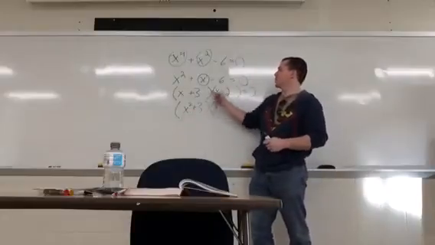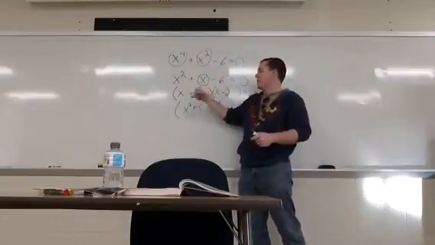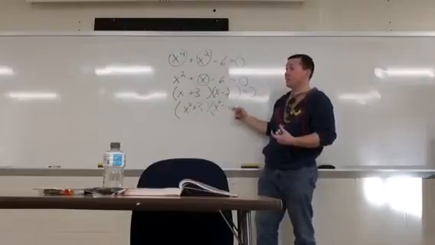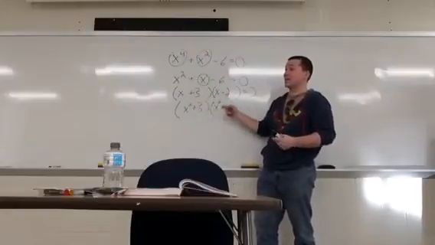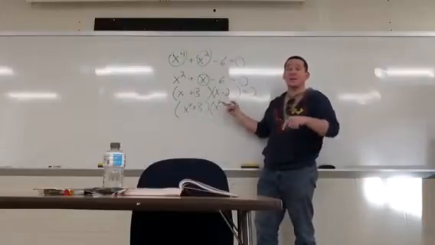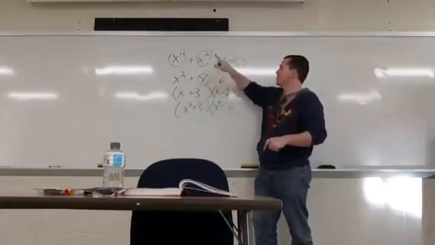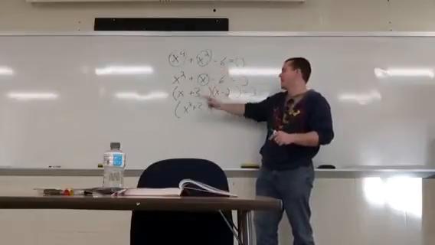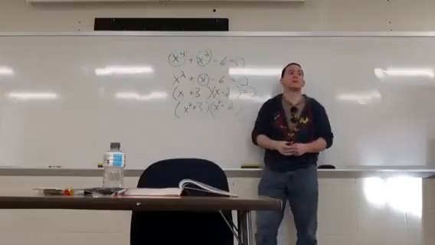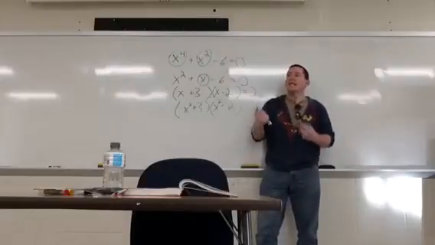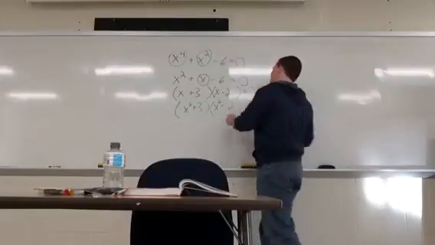X squared times x squared is x to the 4th. X squared times negative 2 is negative 2x squared. 3 times x squared is 3x squared. 3x squared minus 2x squared is x squared. And then 3 times negative 2 is still negative 6. And you're done.